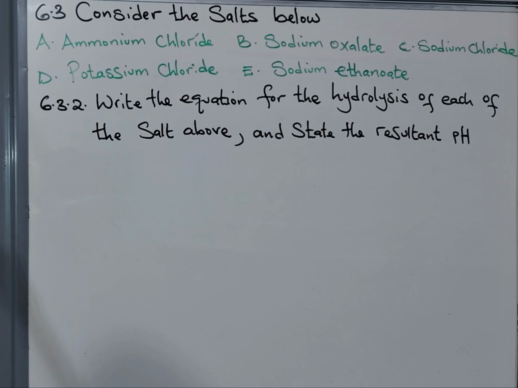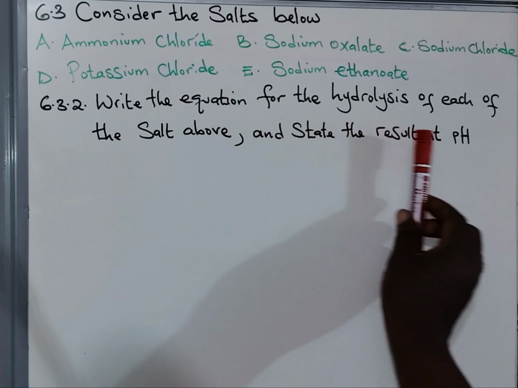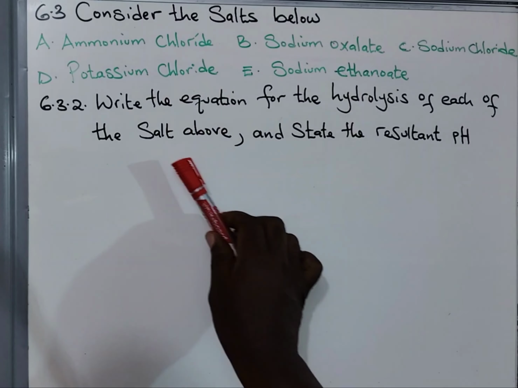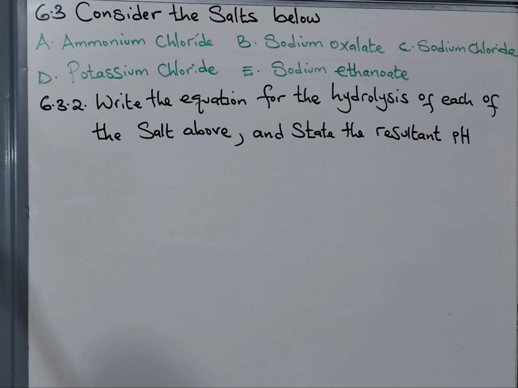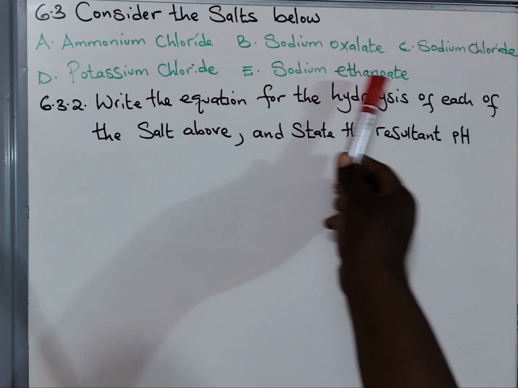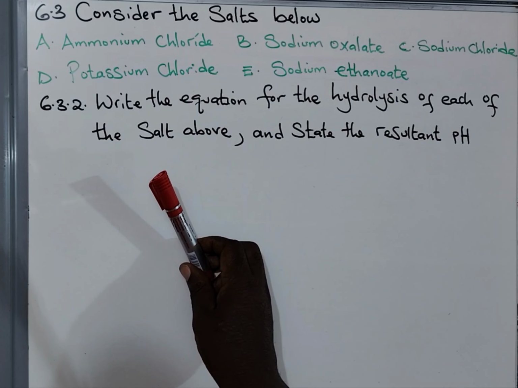Then comes this question. It says, write the equation for the hydrolysis of each of the salts above and state the resultant pH. When you come to pH, I need to remind you that we realized in the previous question that the salt sodium chloride does not undergo hydrolysis because it's made from a strong acid and a strong base. So what is the resultant pH of such a solution? The pH is neutral, or pH is equal to 7. So then we come to this question. We are writing the equation for the hydrolysis of any of these, and we are stating the pH.